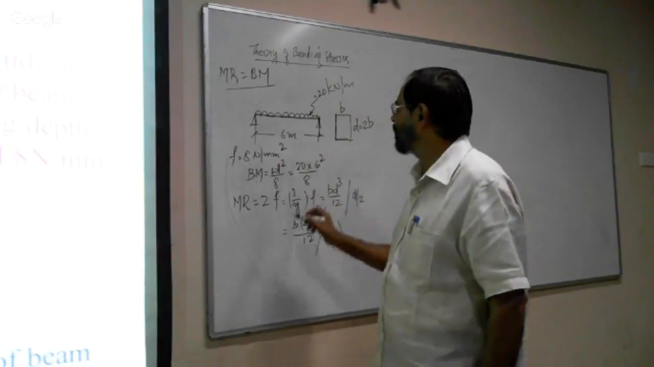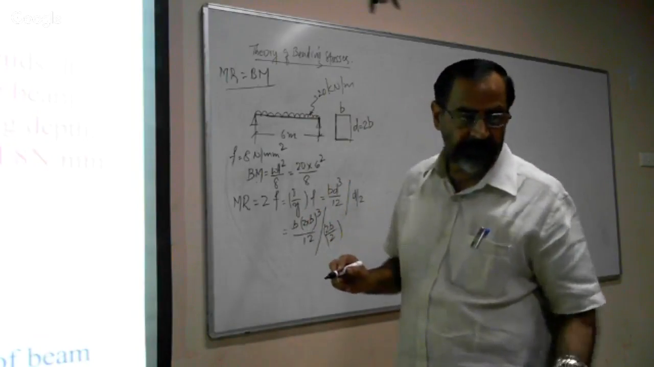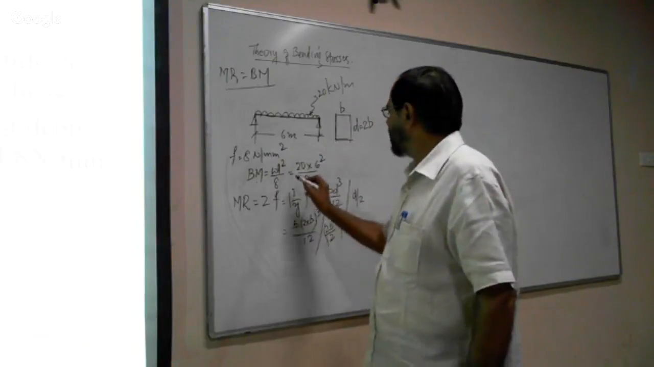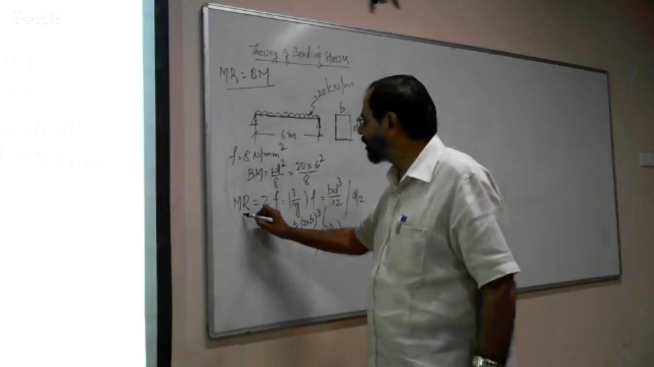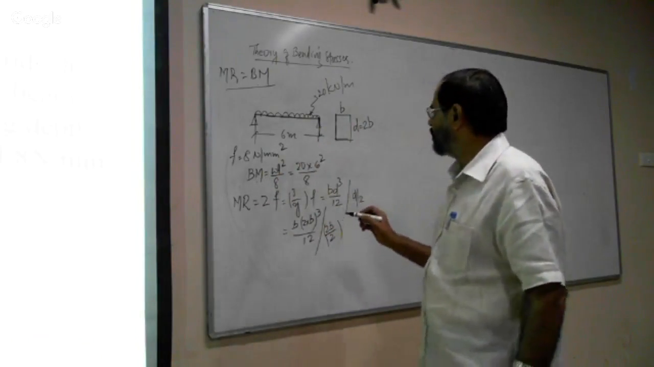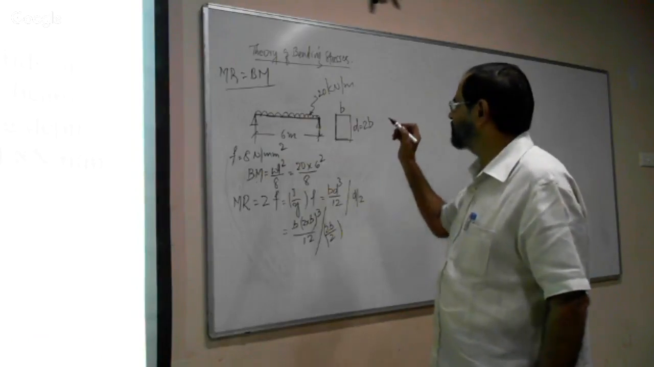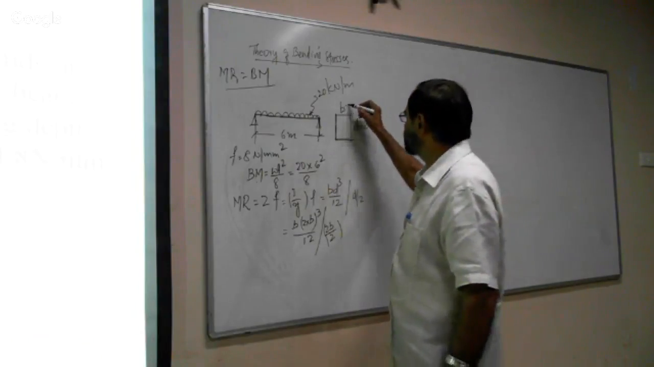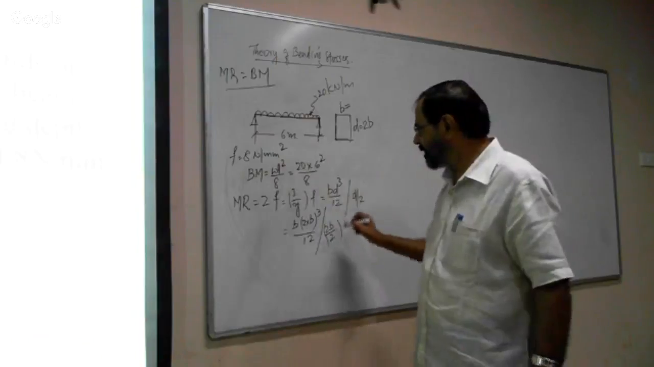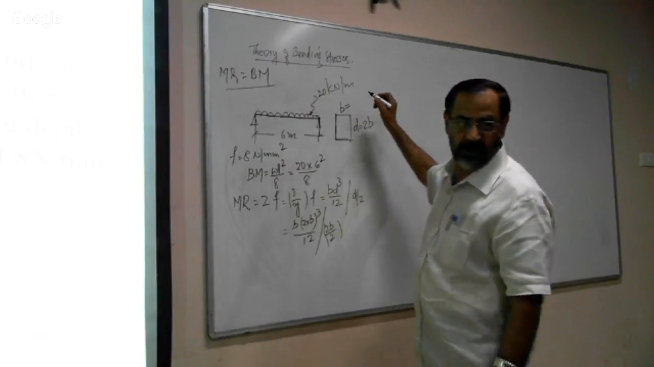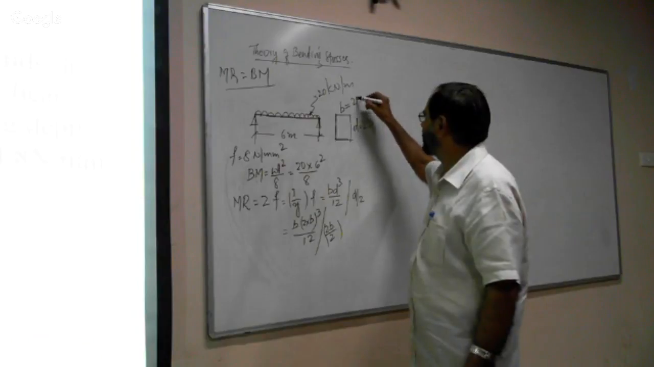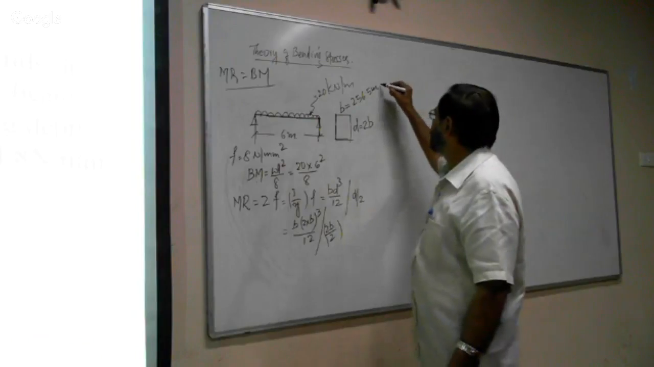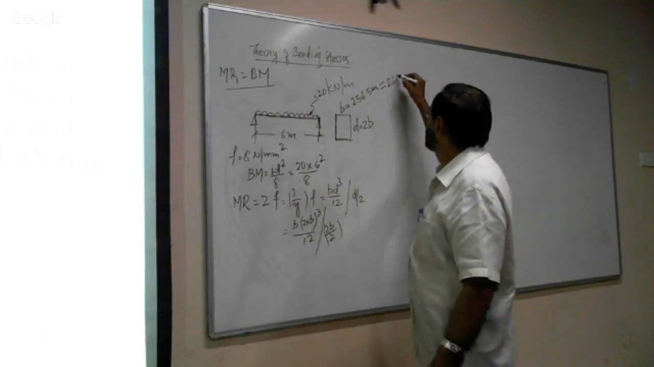Simplify with the only unknown, and we will get the value under a cube root. By equating bending moment and the moment of resistance, we get the value of B, the breadth of the beam. After simplifying, B is equal to 256.5 millimeter.